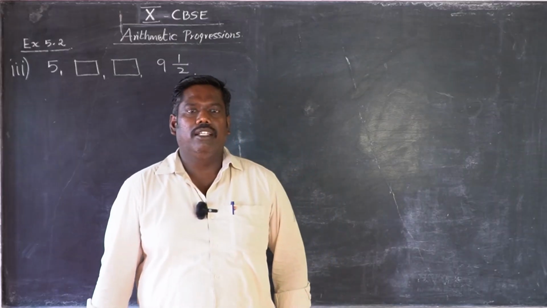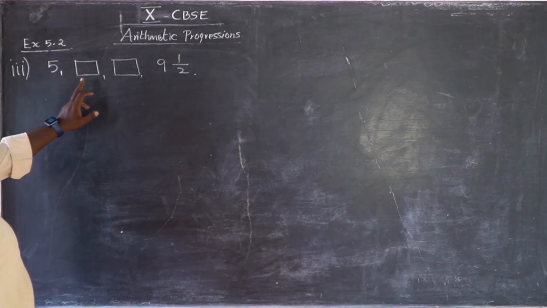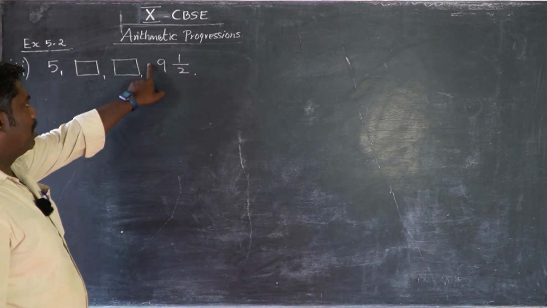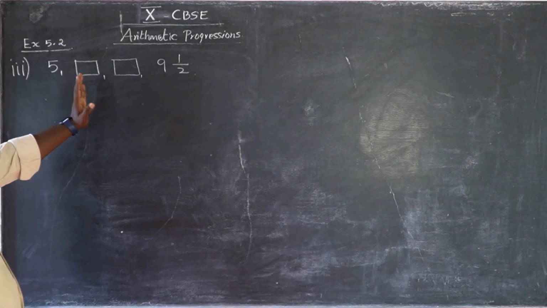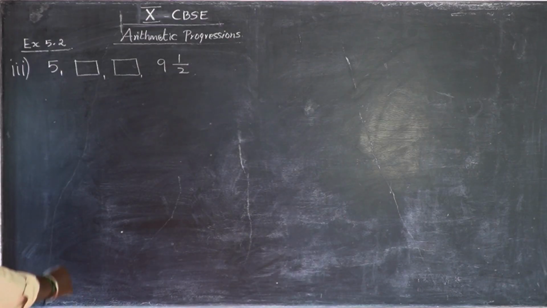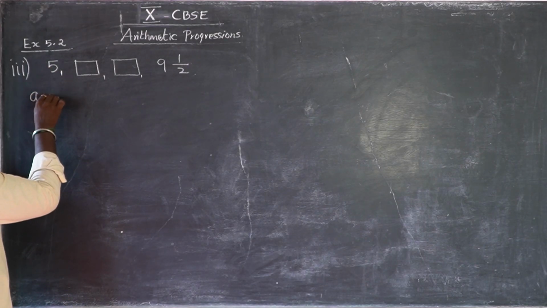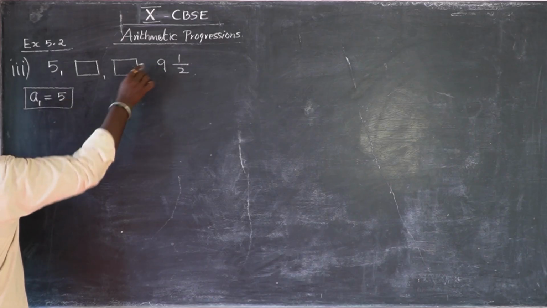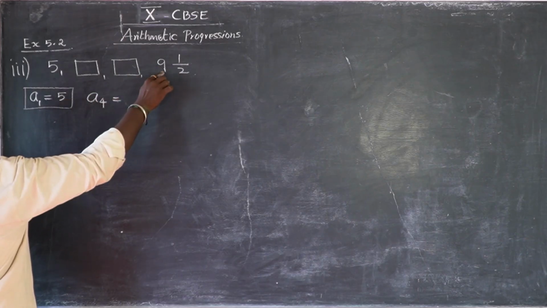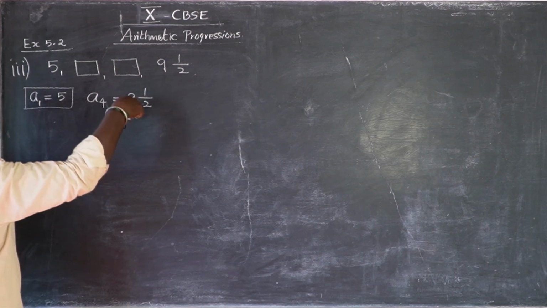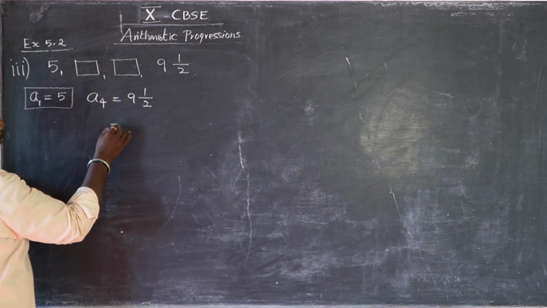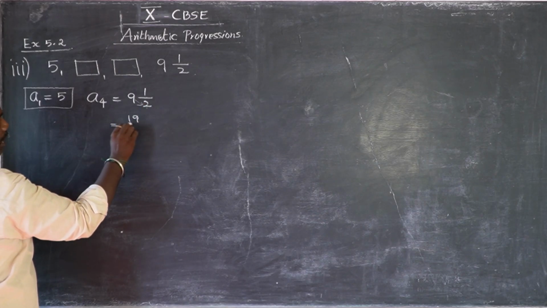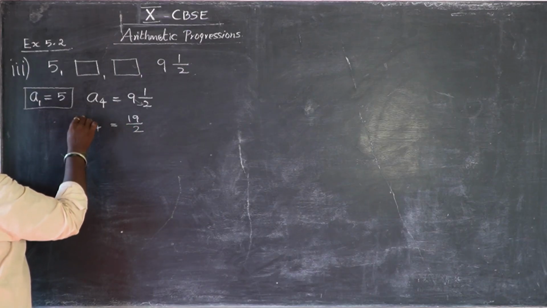Next question. There are two missing boxes. First term is 5 and the fourth term is 9 1 by 2, this is a mixed fraction. We are going to find the two missing terms. The first term a is equal to 5, that means a1 or a. First term is 5 and the fourth term is 9 1 by 2. First convert into an improper fraction. 9 2s are 18, 18 plus 1, 19 by 2. So this is the fourth term.